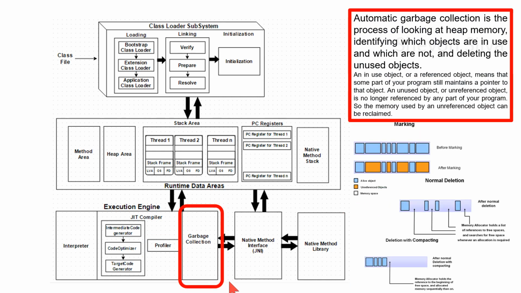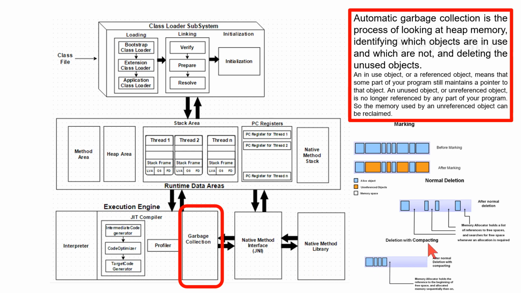Now we are moving into garbage collection in the execution engine. Automatic garbage collection is the process of looking at heap memory, identifying which objects are in use and which are not, and deleting the unused objects. An in-use object or a referenced object means that some part of your program still maintains a pointer to that object. An unused object or unreferenced object is no longer referenced by any part of your program. So the memory used by an unreferenced object can be reclaimed.